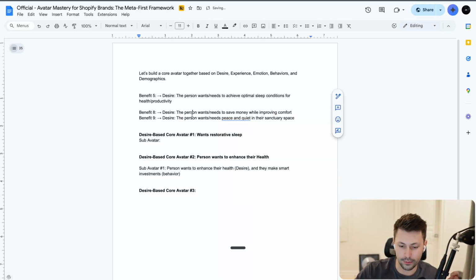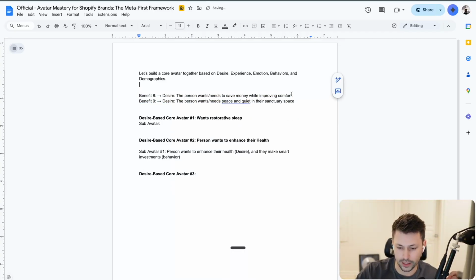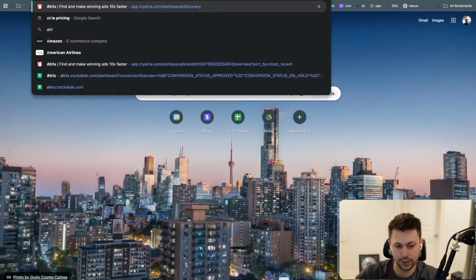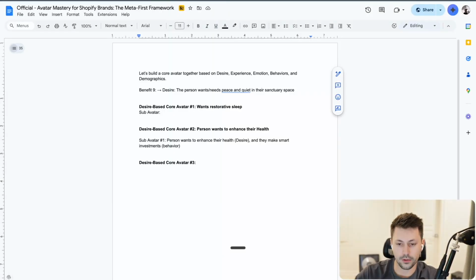Okay. Next one we have here is the person wants to save money while improving comfort. Sure. Person wants and needs peace and quiet in their sanctuary space. That could be good for a specific sound angle, which we're going to get into. I maybe wouldn't recommend that, but again, based on the research that you're doing. We're going to actually jump into Atria as well, and I've got to make sure I collapse some columns here so I don't show absolutely everything that's going on.